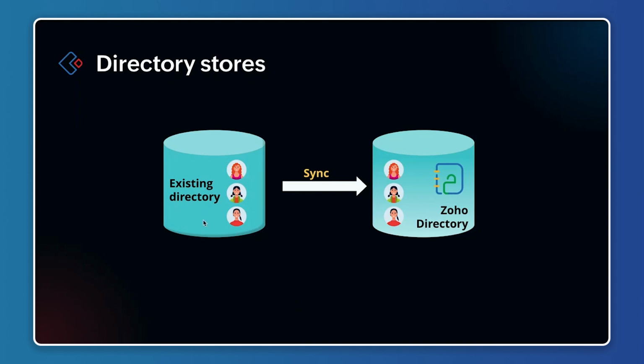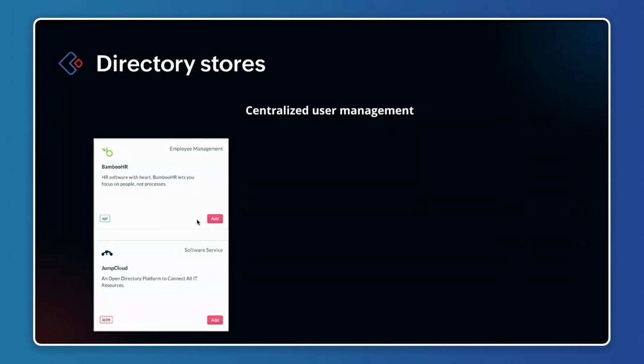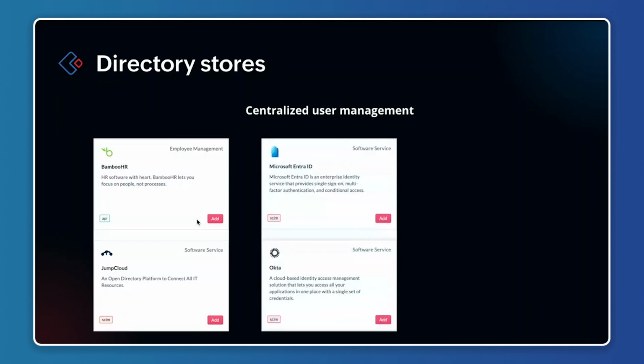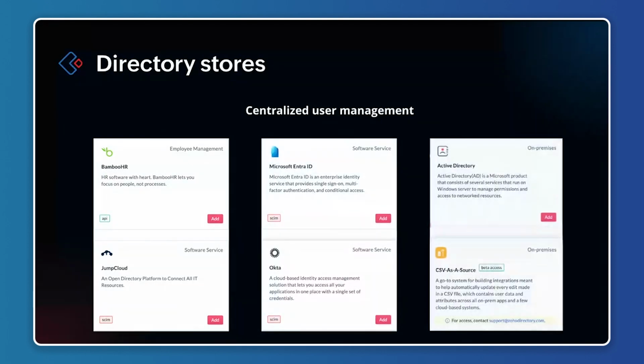So what are all the existing directories that we have in the directory store? We have BambooHR, JumpCloud, Microsoft Entra ID, Okta, Active Directory, and CSV. All these external directories are available in your directory stores page. You can go ahead and choose your external directory and proceed with the sync.